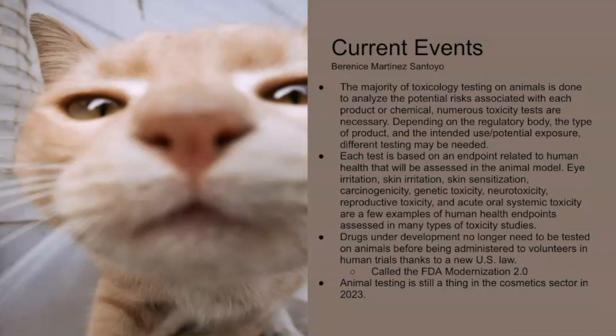Drugs under development no longer need to be tested on animals before being administered to volunteers in human trials, thanks to a new U.S. law called the FDA Modernization Act 2.0. Animal testing is still a thing in the cosmetic sector in 2023.